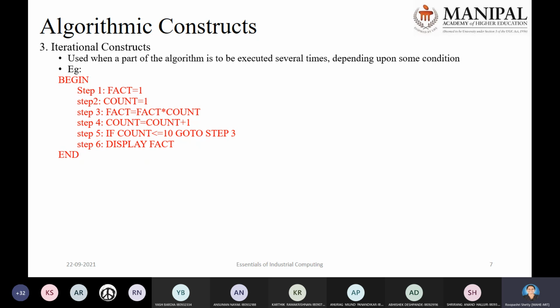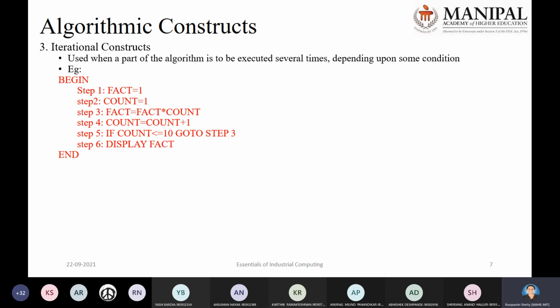For example, initially count is 1. You compute the fact and you increment the count. Now count becomes 2. You check if the count is less than or equal to 10. Yes, count is 2. So again you need to execute steps 3 and 4. Count will be incremented. Count becomes 3. Again you check the condition in step number 5. If the condition is true, again you go back to steps 3 and 4. And you repeat this till the count is equal to 10. When it is equal to 10, again you execute. But when the count is greater than 10, you come out of the loop. Now you can see that steps 3 and 4 are executed 10 times.